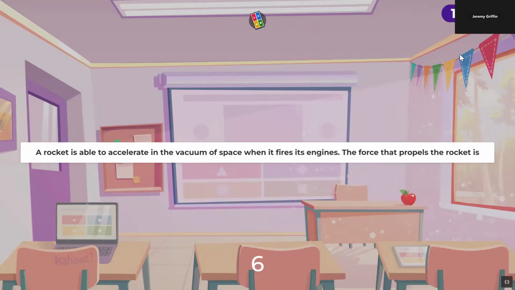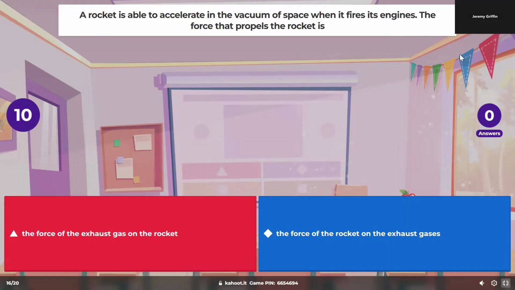Oh, sorry. A rocket is able to accelerate in the vacuum of space when it fires its engines. The force that propels the rocket, is it the force of the exhaust gas on the rocket or the force of the rocket on the exhaust gases? What's propelling the rocket forward?